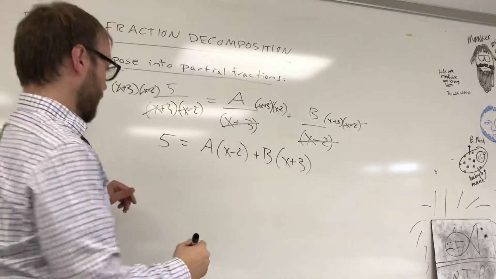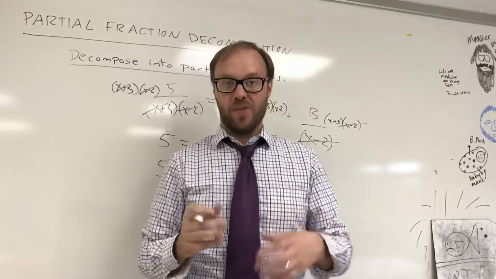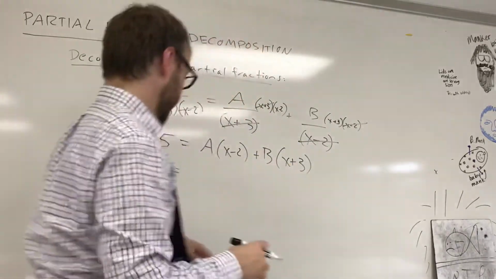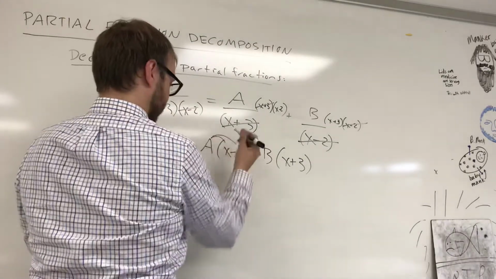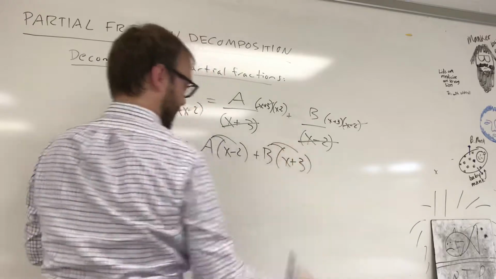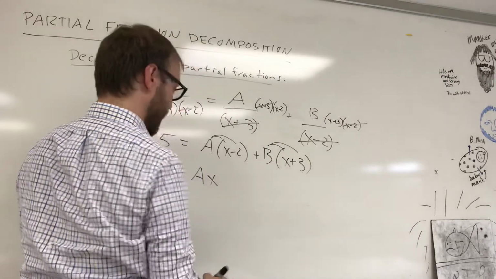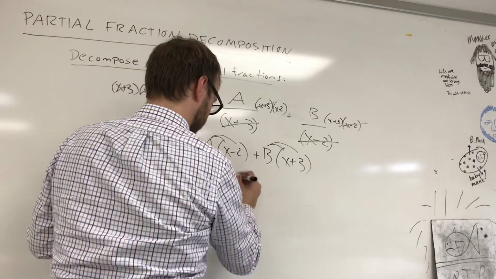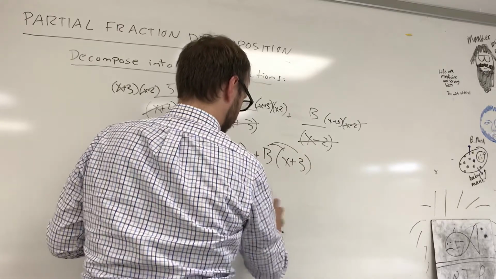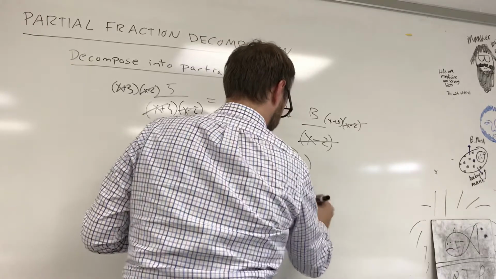Okay, we can go through the process here. 5 is equal to, now I like to go ahead and group my terms. I want all my x terms together, I want all my constant terms together. So I'm going to get a times x, a times negative 2, b times x, b times 3. A times x will give me ax. B times x will give me bx. A times negative 2 is negative 2a. B times 3 will give me plus 3b.